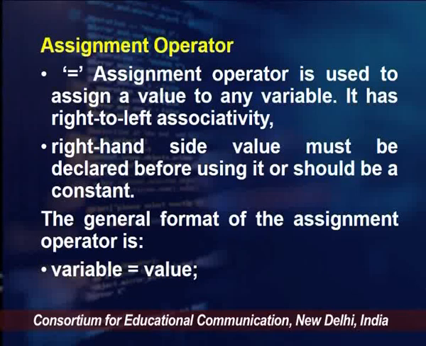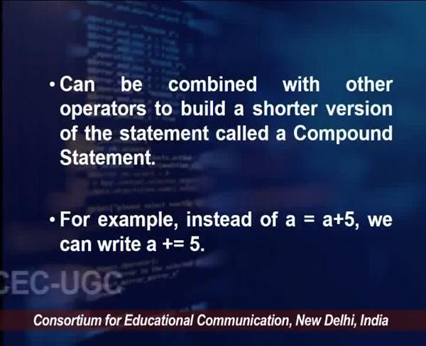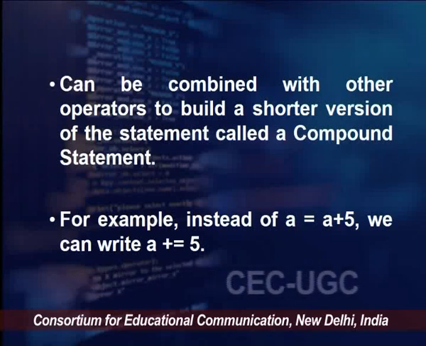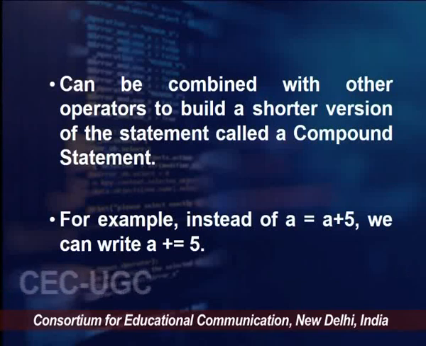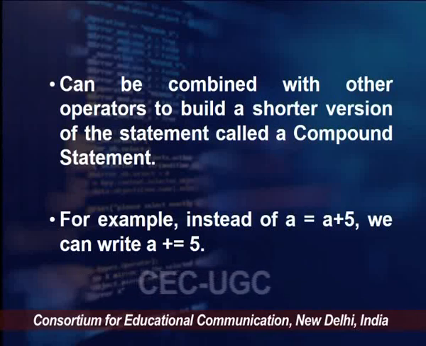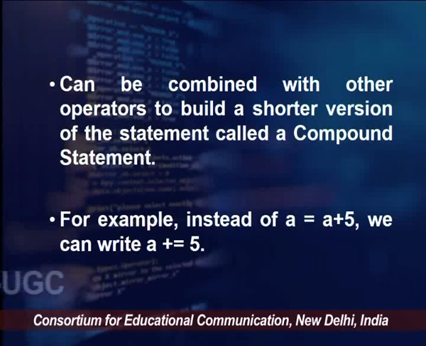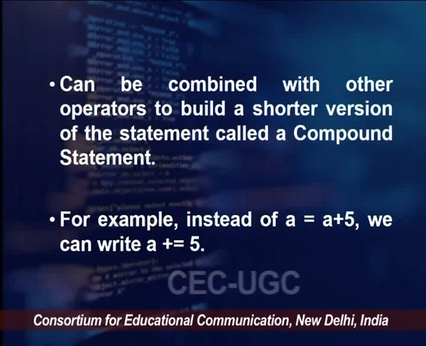Now, this equals to operator can be combined with other operators in order to make a compound statement, or in order to build a shorter version of the statement. So, for example, if we want to write a is equals to a plus 5, we can write a plus equals to 5. That is going to give you the same effect as that of a is equals to a plus 5.